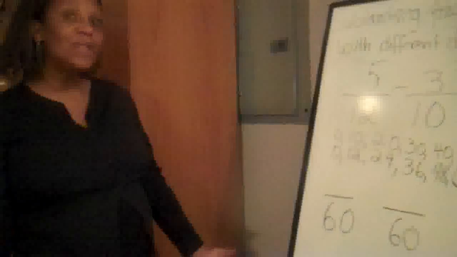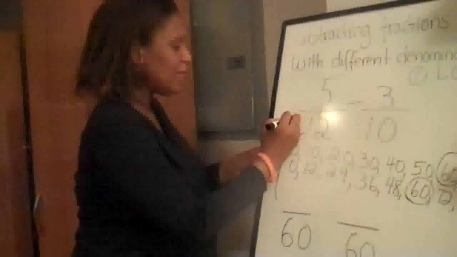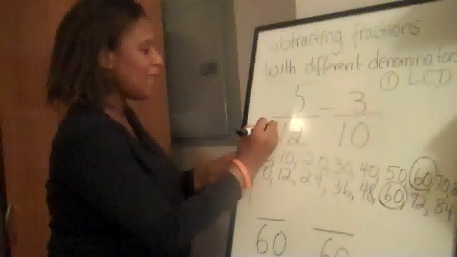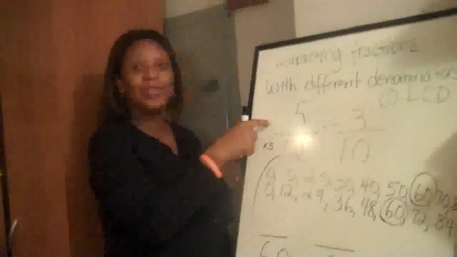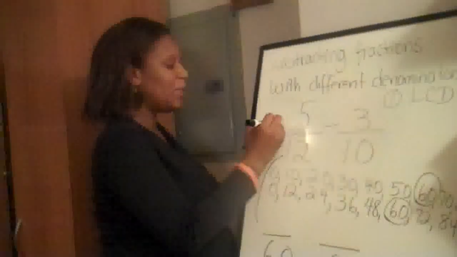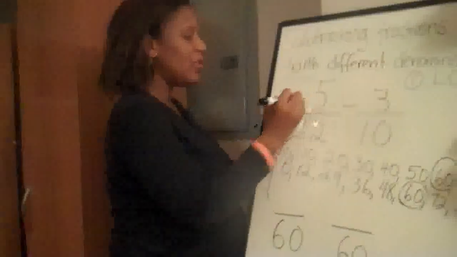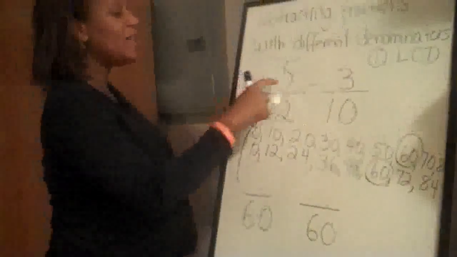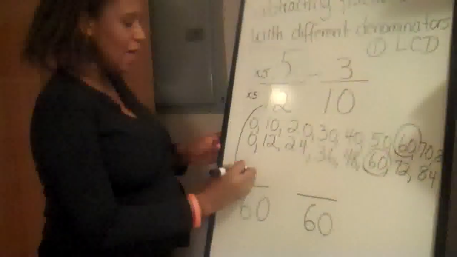So, we have 12. How do we go from 12 to 60? To go from 12 to 60, we have to multiply by 5. So whatever we do in the denominator, we must do to the numerator. So multiply by 5 in the numerator. Then we have 5 times 5 is 25.